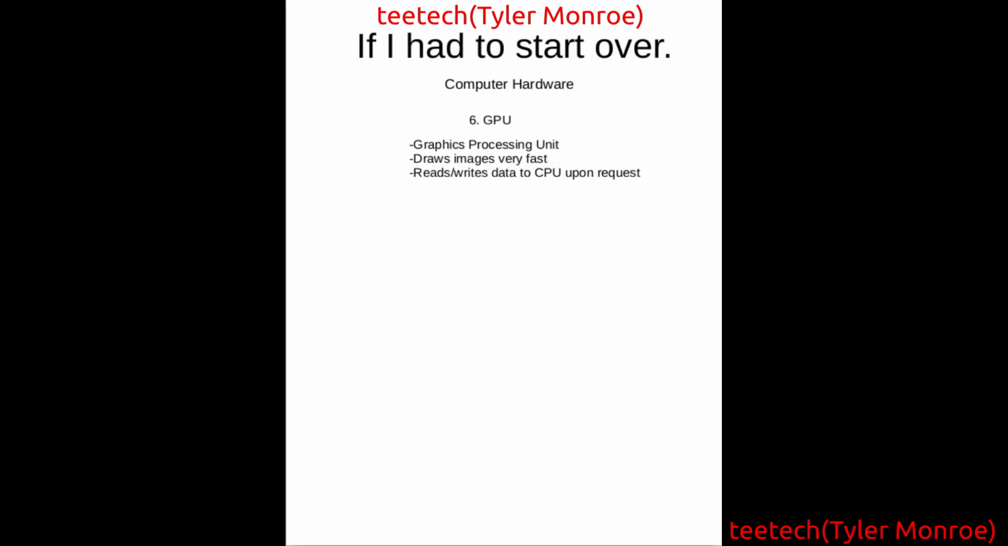So the GPU, this is the graphics processing unit. Its job is that it draws images very fast. So, let's say right now you have a PS4, your phone has a GPU in there. A gaming PC, you buy a GPU and put it in there. But the whole point is so it can draw the images very fast, so the CPU doesn't have to. But the CPU still has to get the data to it. So that's why it reads and writes data to the CPU.